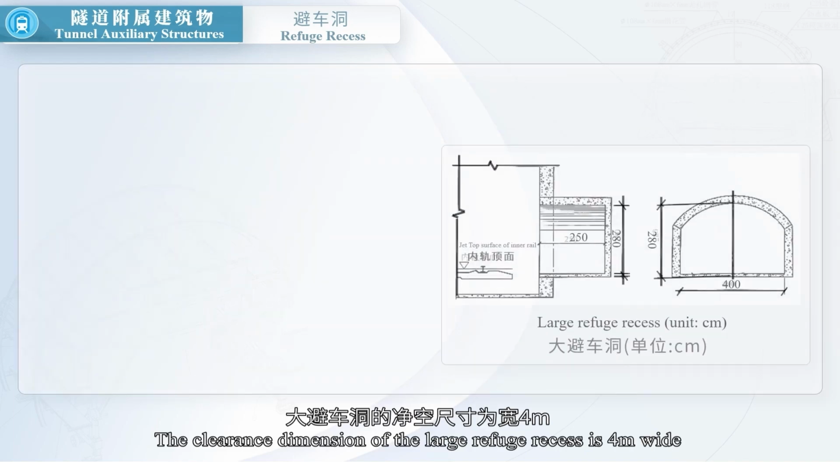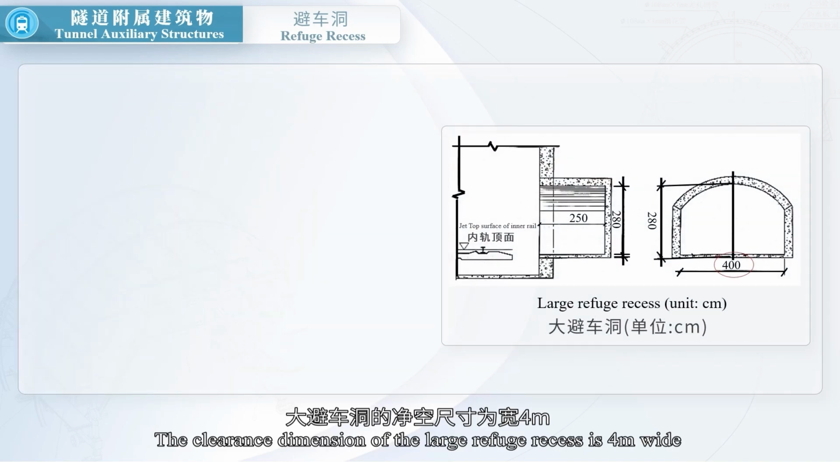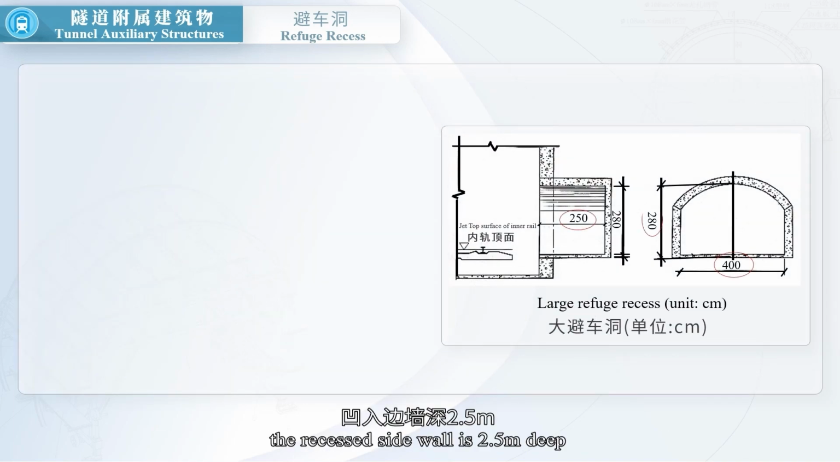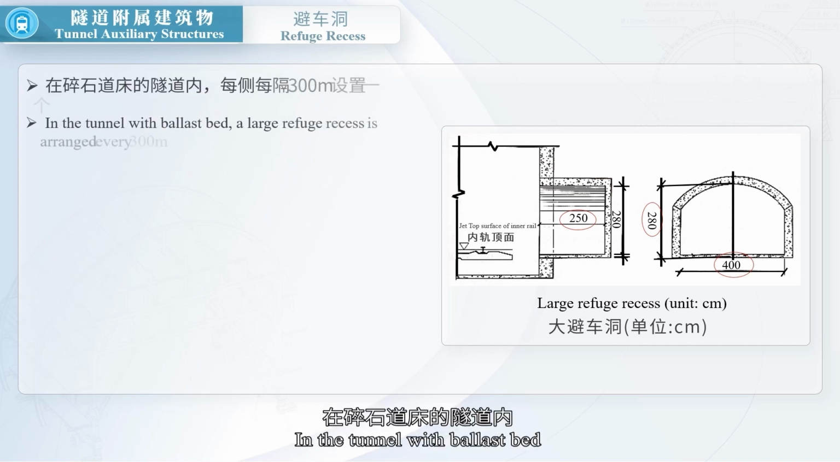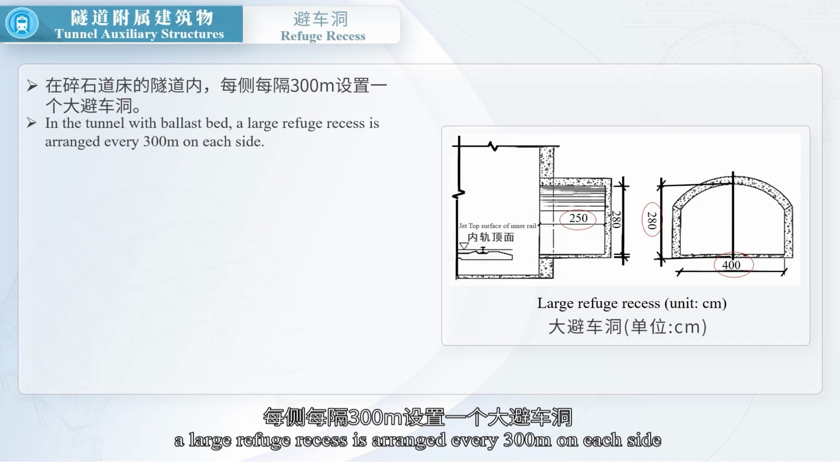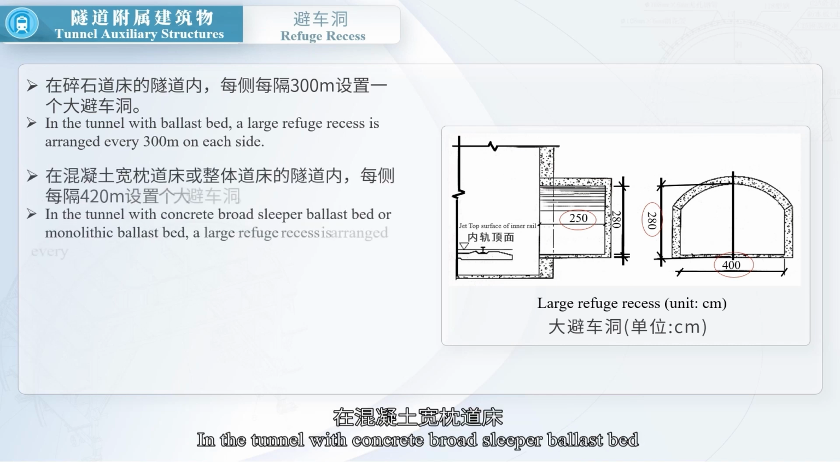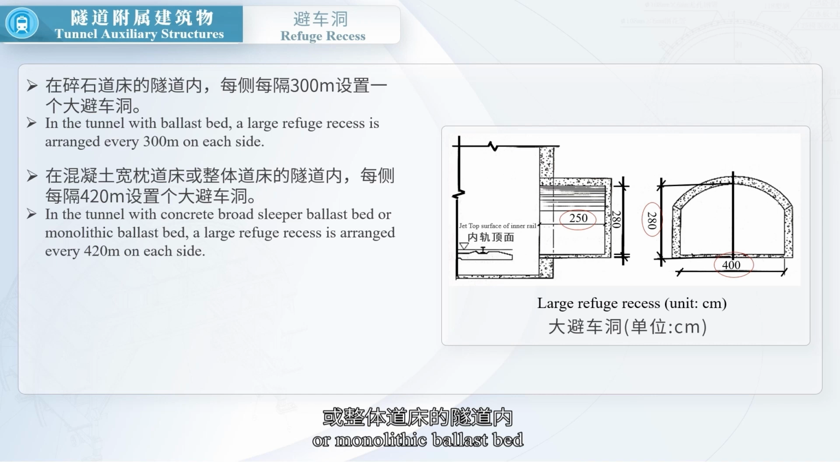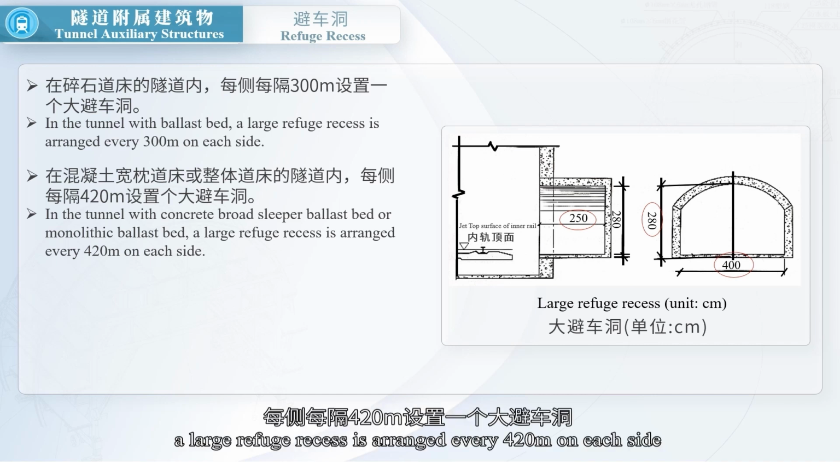The clearance dimension of the large refuge recess is 4 m wide. The recess sidewall is 2.5 m deep, and the center is 2.8 m high. In the tunnel with ballast bed, a large refuge recess is arranged every 300 m on each side. In the tunnel with concrete broad sleeper ballast bed, or monolithic ballast bed, a large refuge recess is arranged every 420 m on each side.